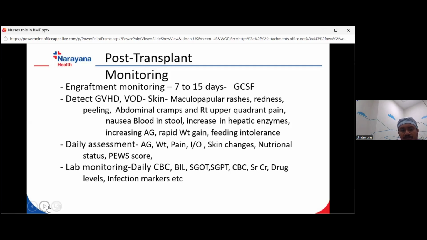And lab monitoring, which is daily CBC. The nurse must be aware of the values and the upcoming treatment plan according to the CBC levels. And the bilirubin, SGOT, SGPT, as sir said, in GVHD or liver GVHD there will be a rise of all the enzymes. So the nurse must be aware of the baseline result, and must be able to highlight any changes in the mentioned blood tests.